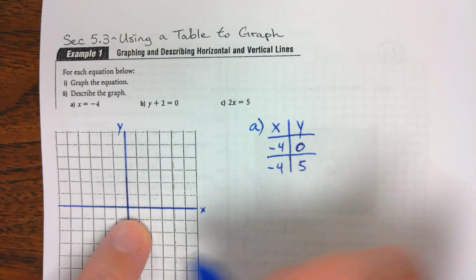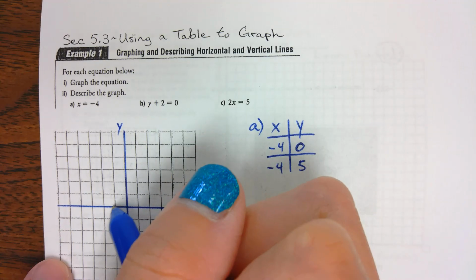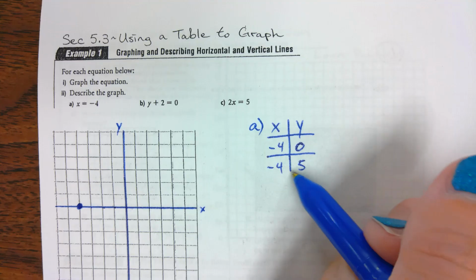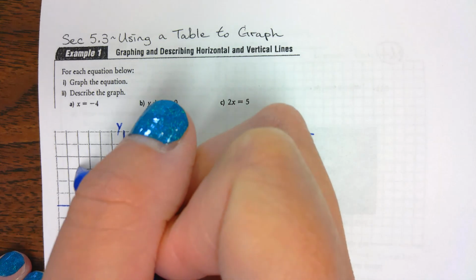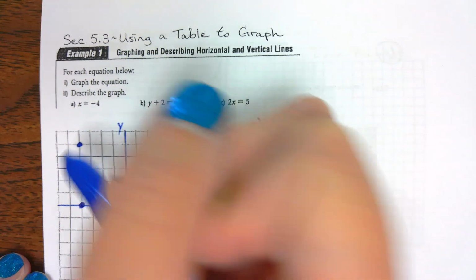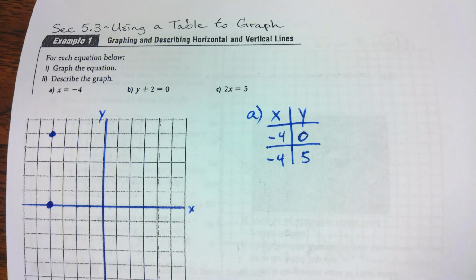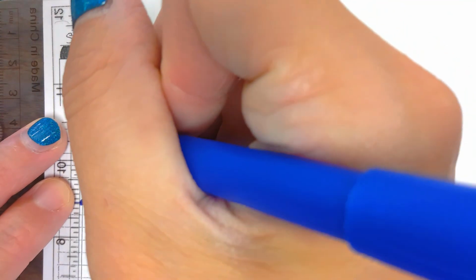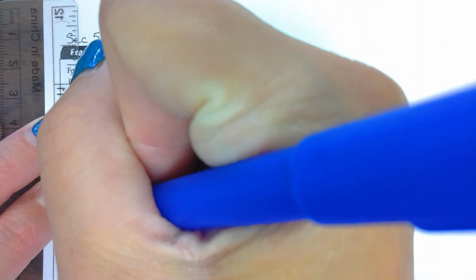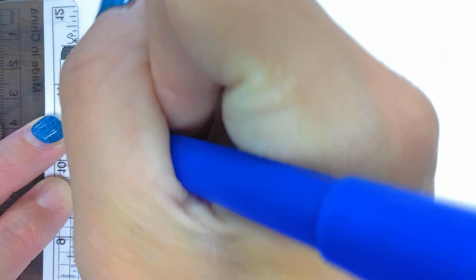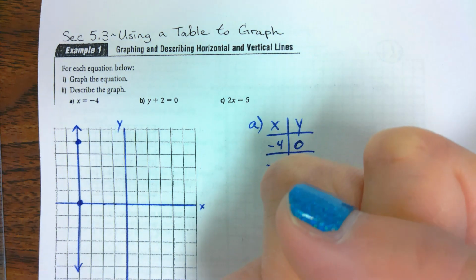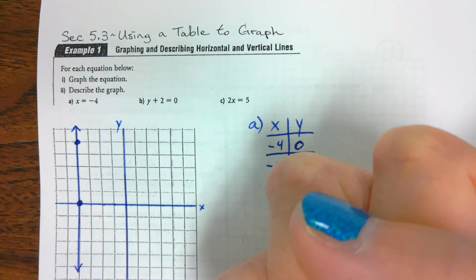So let's graph this. -4, 0 right here. -4 and 5 right here. So now when I connect the dots, what type of line am I getting? A straight, well, all lines are straight. Yep. Vertical line. That's it.